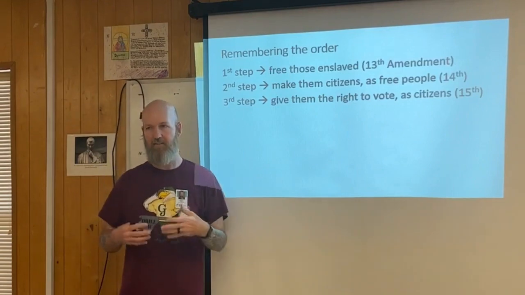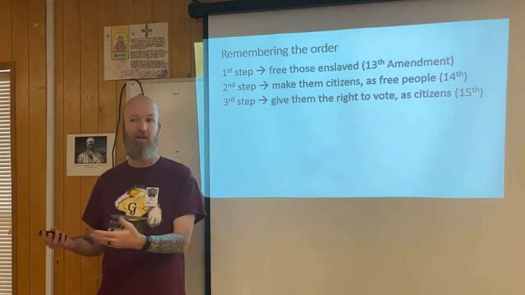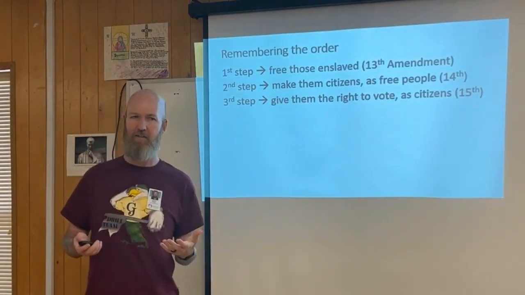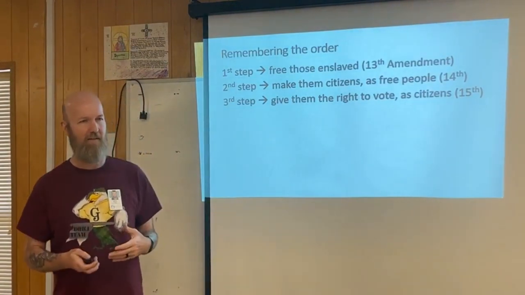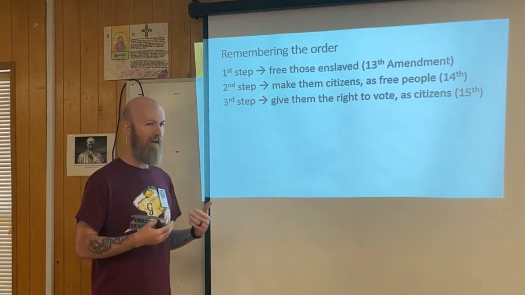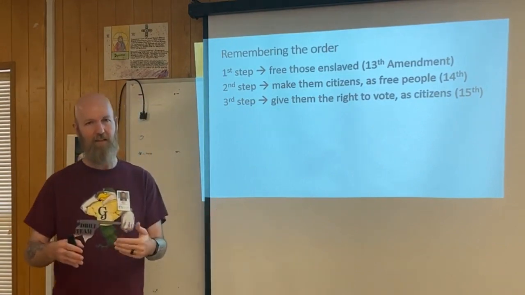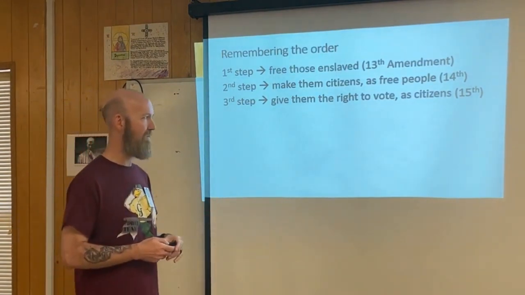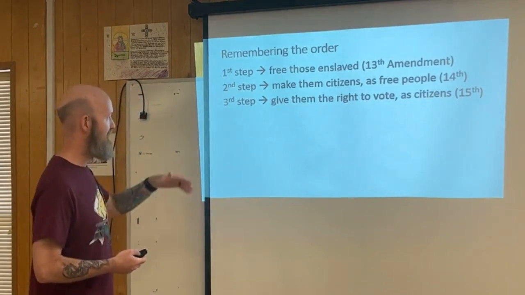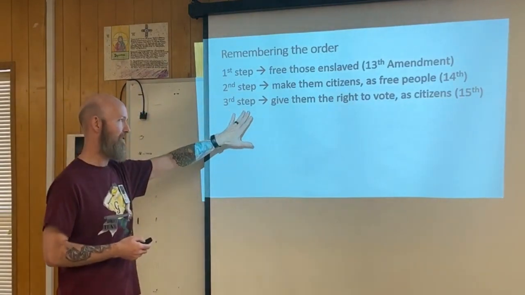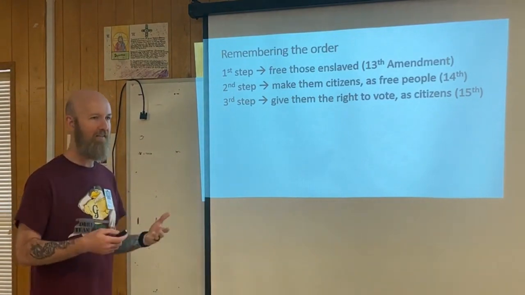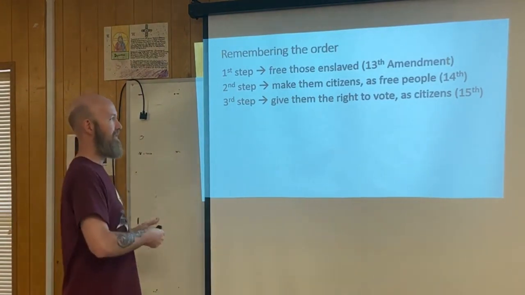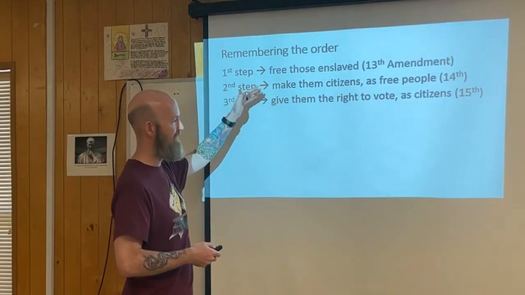It makes no sense to give them citizenship while they're still enslaved, because then you have a condition where somebody's a citizen and supposedly has the rights of a citizen and yet is enslaved. So logically, you have to free them from slavery, and then you can make them full citizens. And once they're citizens, step 3, you can give them the right to vote. In the United States, you have to be a citizen in order to vote. So you can't give them the right to vote when they're not citizens. So citizenship has to come first.